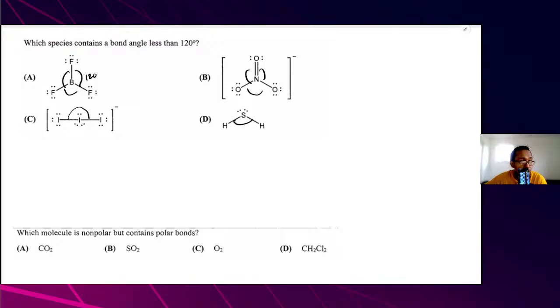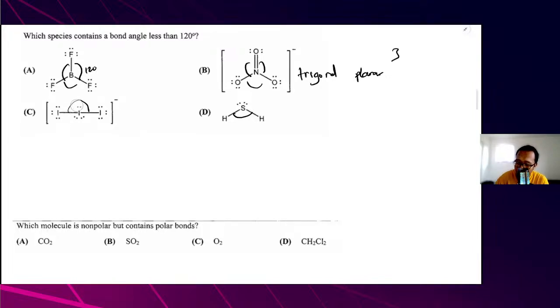So for this one, NO3 is still trigonal planar, right? Because the steric number is 3 and there is no lone pair. This one as well for the A. And then how about this one, E? The steric number is 2, right? However, oh, no. No way. No, the steric number is 1, 2, 3, 4, 5. The steric number over here is 5.